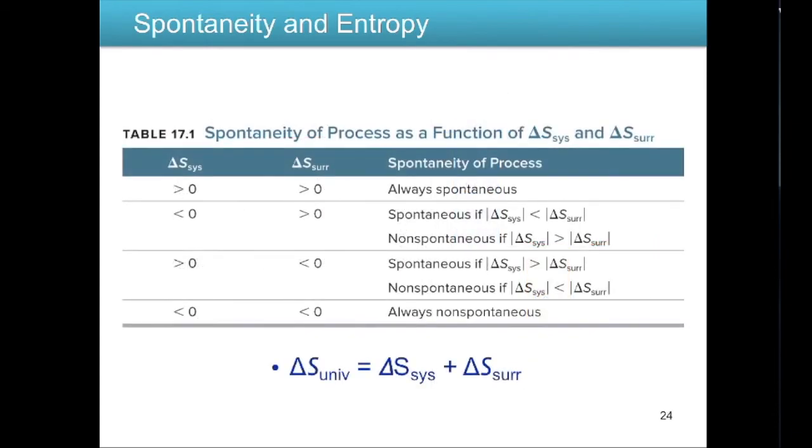So this table just shows you under what conditions a reaction is always spontaneous, always non-spontaneous, or depending on the magnitude of delta S system and delta S surroundings, whether the reaction or process would be spontaneous or non-spontaneous.